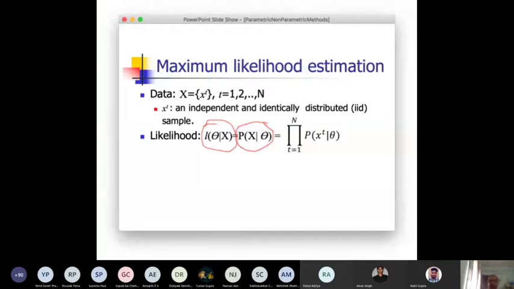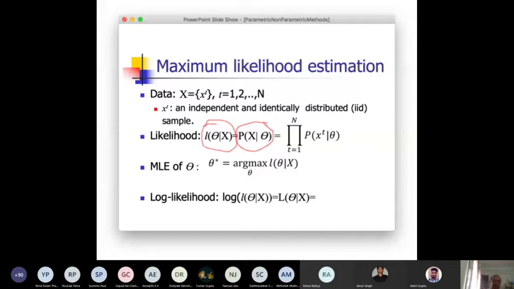So this is the product of all these probabilities. That means the product of the likelihoods of individual data given that model, and then the maximum likelihood estimate of theta is actually the value of theta which maximizes this probability. Okay, so this is what we are going to determine: that set of parameters theta which will be maximizing these probabilities.